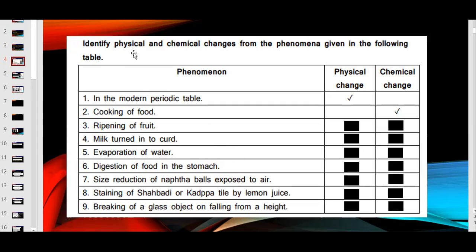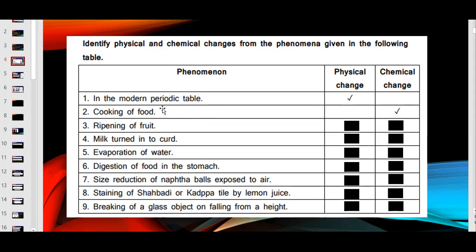Here is a small table mentioned in your textbook: identify physical and chemical change from the phenomena given in the following table. So we have to identify whether the change that is happening is a physical change or a chemical change. These are a few examples.